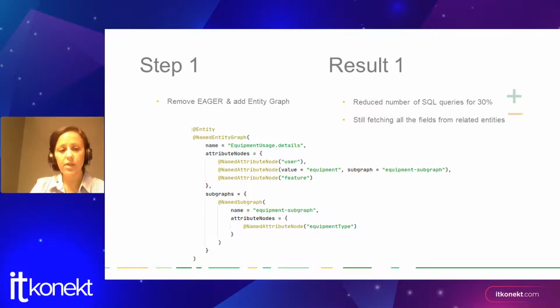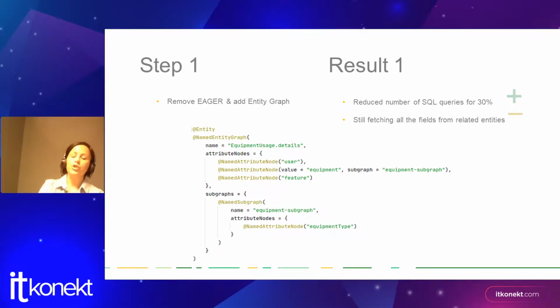All you have to do is configure the entity graph in the entity class itself, in our case the equipment usage class. You have to specify the name of the entity graph and the attribute nodes, meaning the entities from which you want to fetch the data, and you can also use the subgraph, which is responsible for nested entities. In our case, that would be the equipment type entity, which is related to the equipment entity.